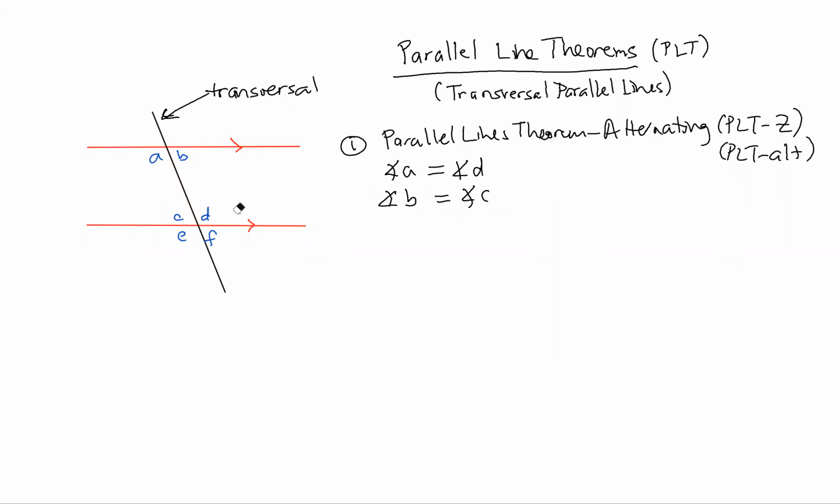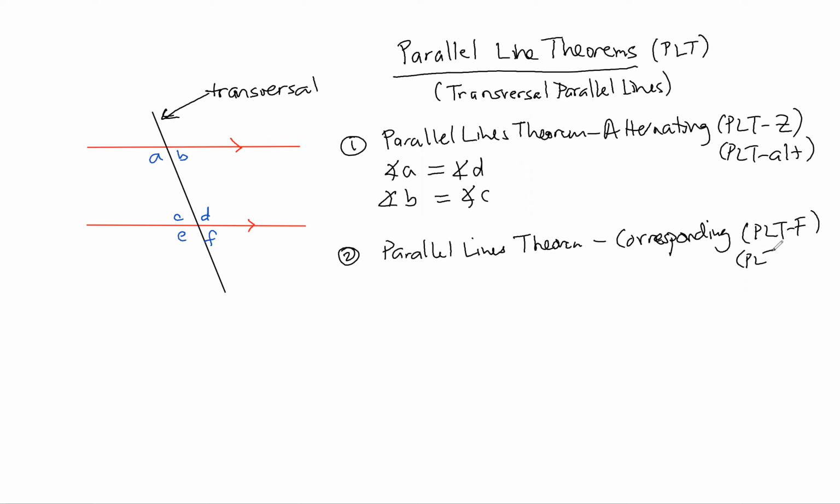The second one is called parallel lines theorem, corresponding. And again, the short form for this is PLT-F, or some people use PLT-COR, corresponding. And it basically says that when you go along a parallel line, then down a transversal, on the same side of the parallel line, the interior angles are actually equivalent.